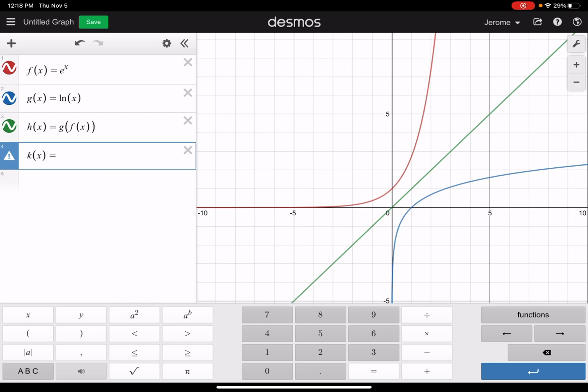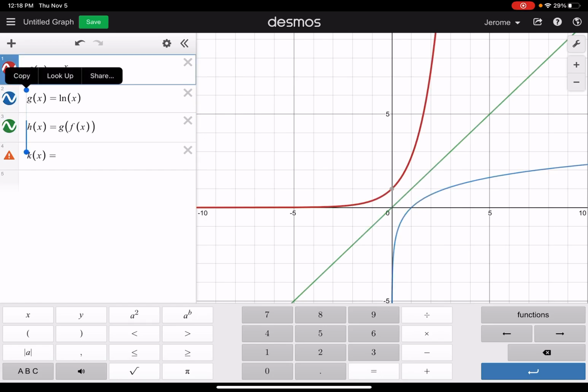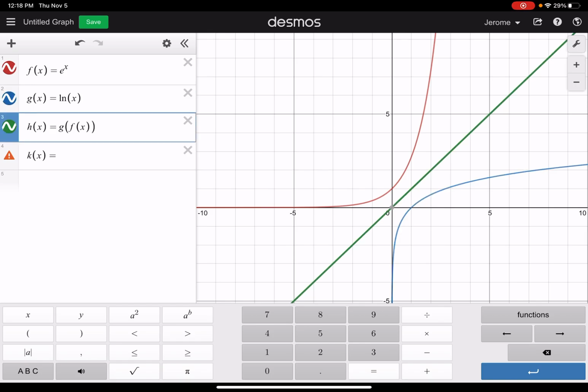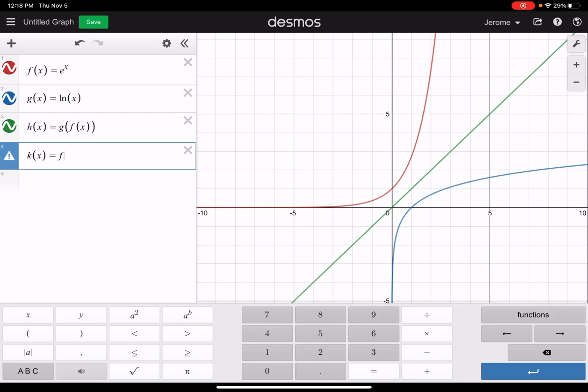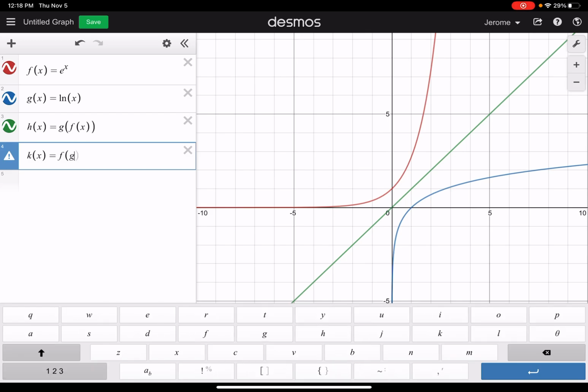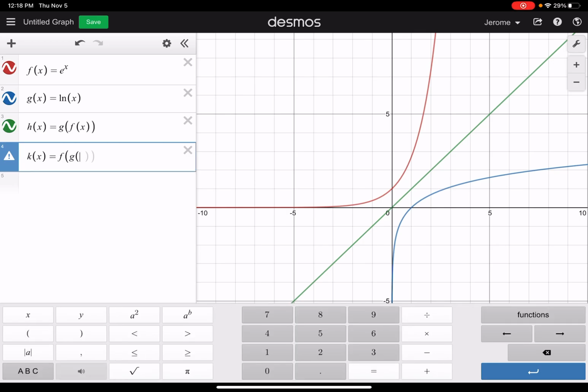Oh, I see what I did here before. I told you I was putting the natural log inside of the e to the x, but I didn't do that, did I? I put the e to the x inside of the natural log. Okay, anyway, so let's reverse that process. Let's put the natural log, so that's g of x, inside of f of x. So f of x is on the outside. f composed with g of x. There we go.